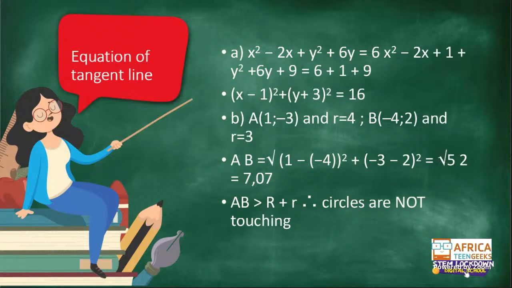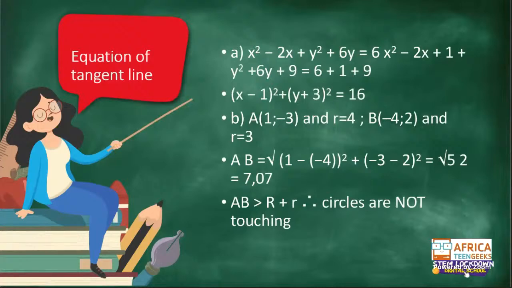So from there, you're going to see that the center you are looking for will be 1, -3, and the radius will be 4. And then for the other circle, the center B was -4, 2, and the radius is 3.